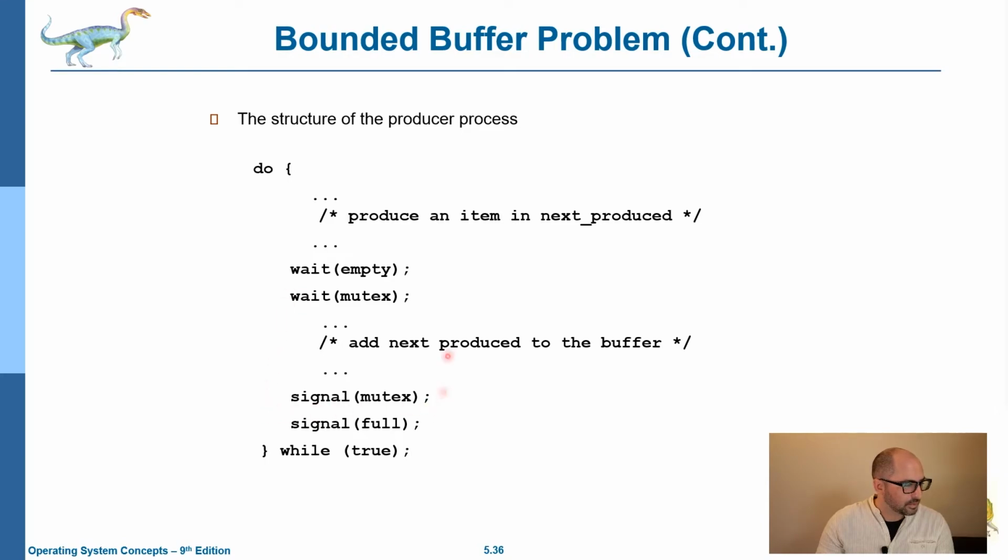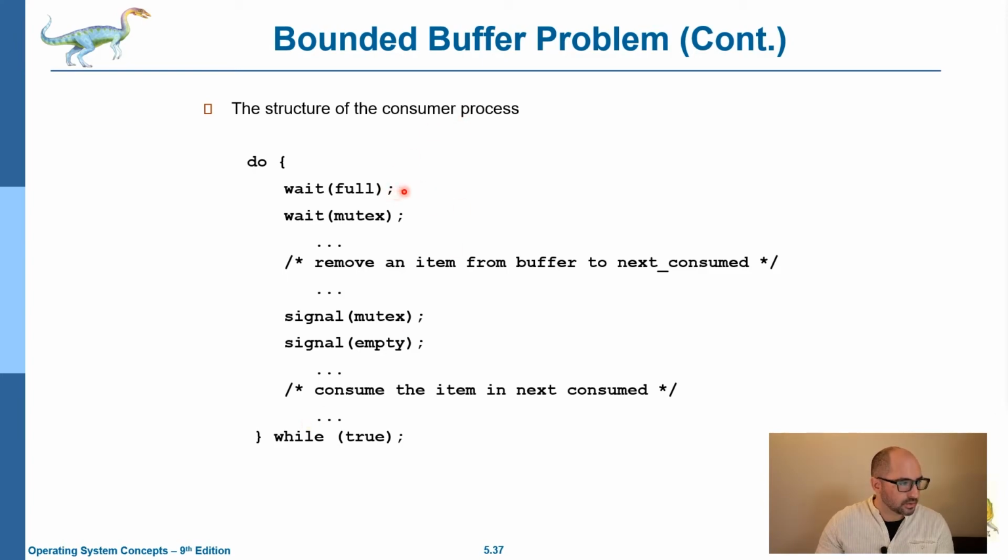Then we have our code that must be protected, our mutual exclusion section within our producer. And then when we're done, we release that mutex so that any other process can execute in that section. And then we signal full, increasing the number of items available in full. Full is used by the consumer, and before it can begin using an item, it needs to wait for some item to exist. So a non-zero value in full indicates that there is something to be consumed.